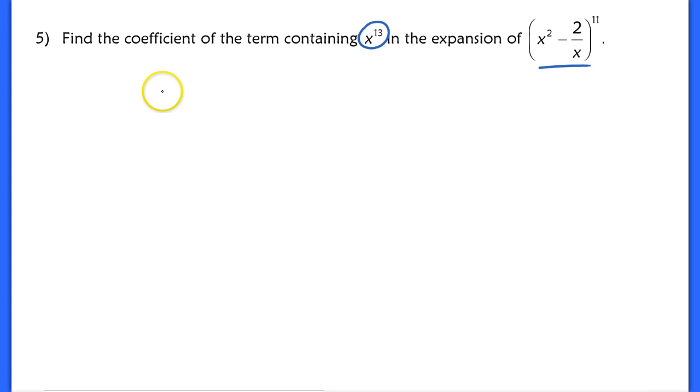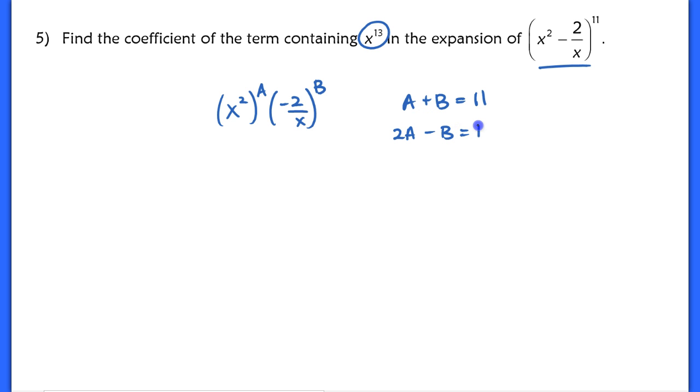Again, we don't know what the term number actually is, so trying to do the binomial coefficient won't help because I don't know what number to choose. So let's start with our a term here: x squared raised to some power, and our b term, negative 2 over x raised to some power. Well, I know two things here. I know that a and b together have to equal 11. I also know that 2a minus b has to equal 13.